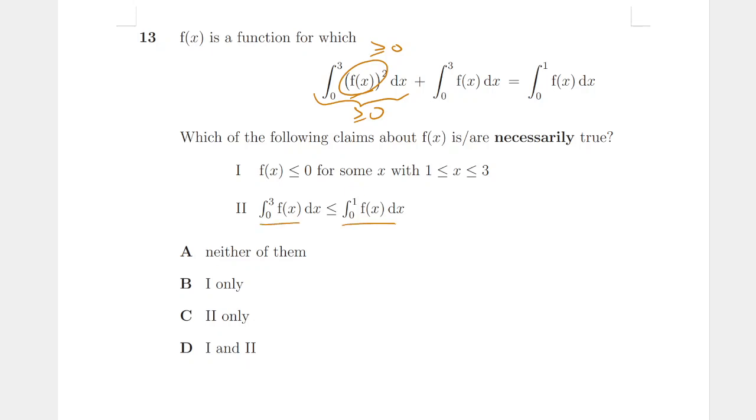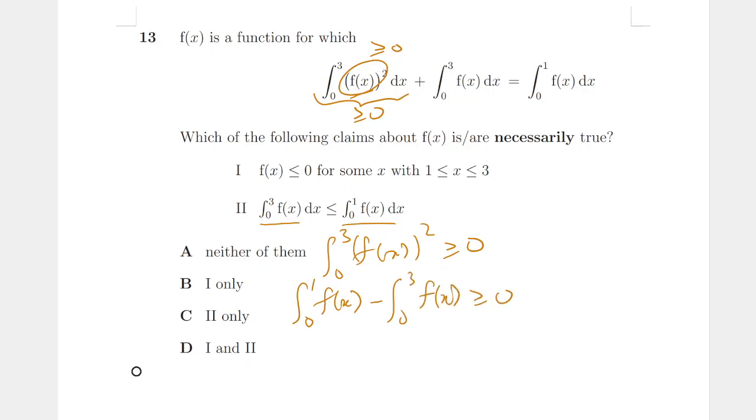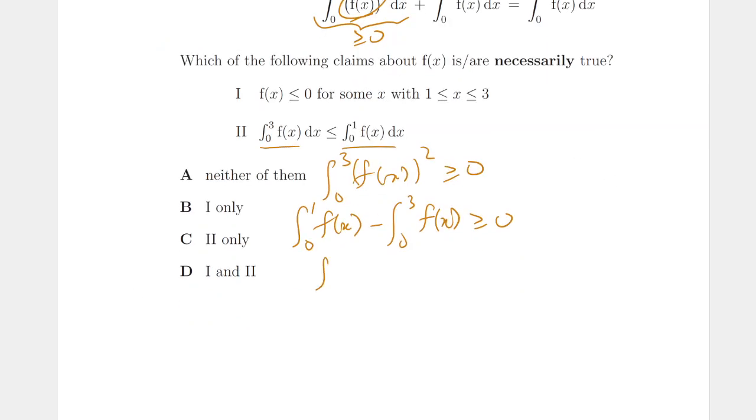Okay, how do I make a proof of this? I mean, we probably don't need a proof, but for the sake of completeness, we know that the integral from 0 to 3 of (f(x))² is greater or equal to 0. You could write the dx on, I'm just being lazy. So what does that mean? That means that the integral from 0 to 1 of f(x) minus the integral from 0 to 3 of f(x) is greater or equal to 0. I just made a substitution using the original formula. Therefore we have the integral from 0 to 1 of f(x) greater or equal to the integral from 0 to 3 of f(x), which is exactly option 2. So I've given a proof.